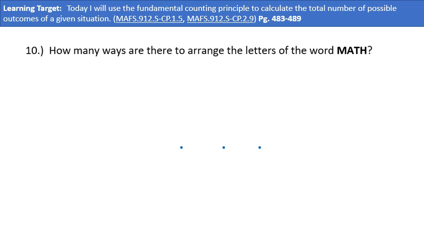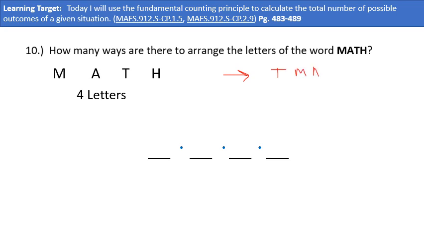All right, so here we go. There are 4 letters in the word math, M-A-T-H. How many ways can we arrange those letters? So when I say arrange, we're trying to rearrange them. For instance, I could say T, M, A, H. That would be a rearranging of the letters. It doesn't have to make a word. We're just going to rearrange the letters. Does that make sense? That was just an example.